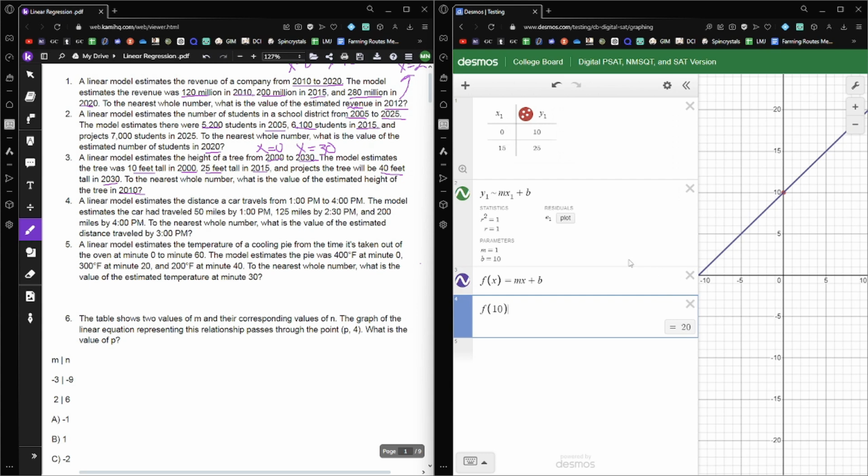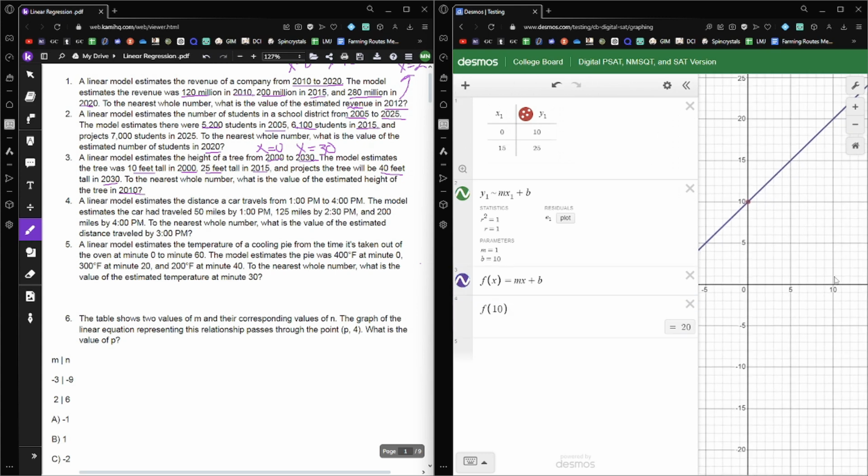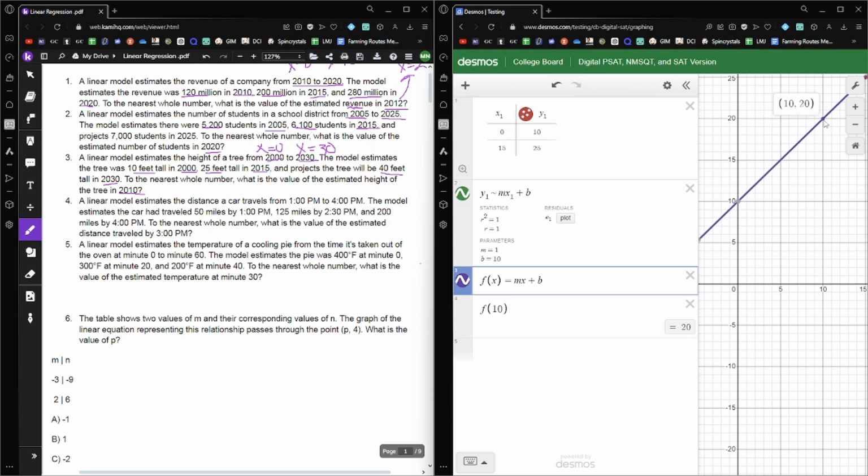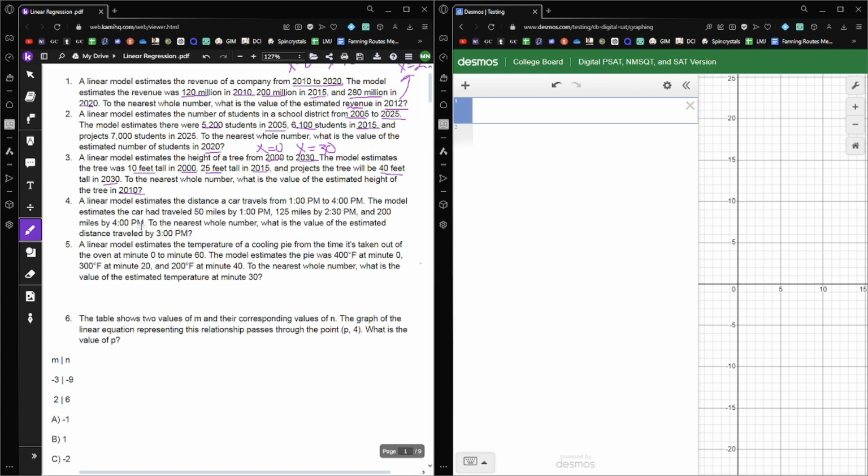Now another way you could actually do this, I just remembered this way, is that x equals 10, right? All we have to do is look at our graph, right over here, go to 10, and you can see that the y value is 20, so it would be 20 feet tall in year 10. There we go. Question number 4.